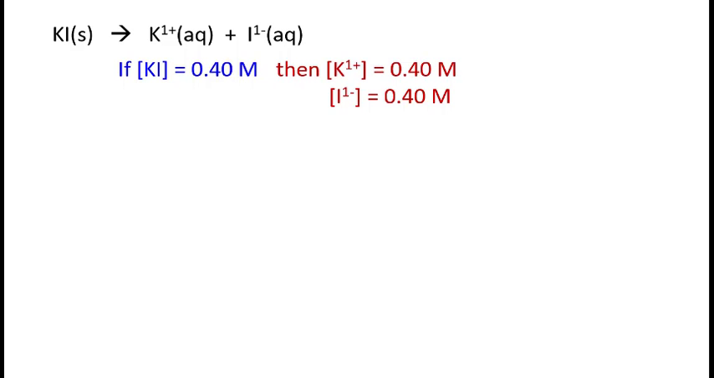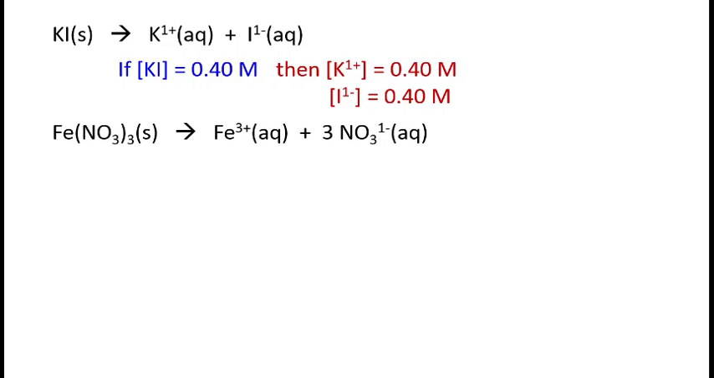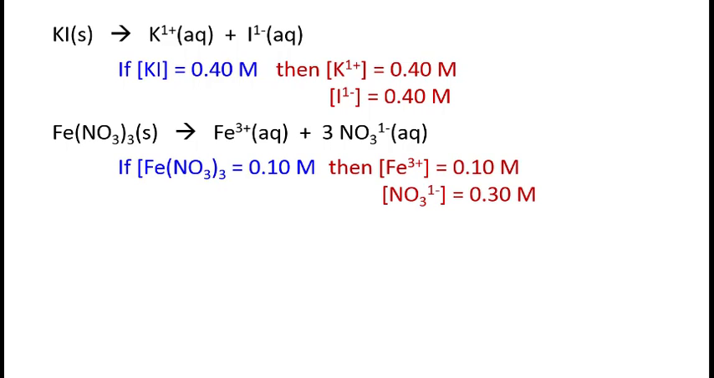But now let's think about iron(III) nitrate. The balanced equation shows 1 mole of compound forming 1 mole of iron(III) ions and 3 moles of nitrate ions. So if we start with a concentration of 0.10 molar of the compound, then the concentration of iron(III) ions is also 0.10 molar, but the concentration of nitrate is 0.30 molar. Since upon dissolving there are 3 times as many nitrate ions as iron(III) ions, the concentration should be 3 times as large. This is really nothing more than a reaction stoichiometry problem.